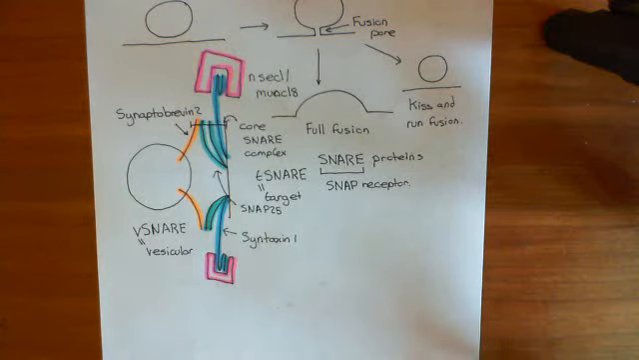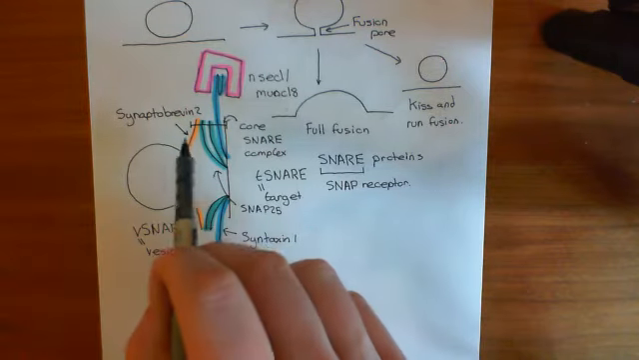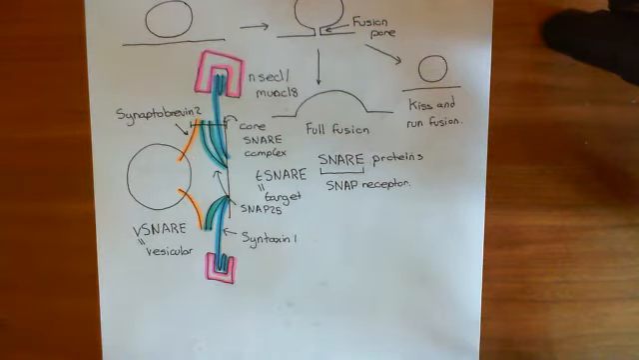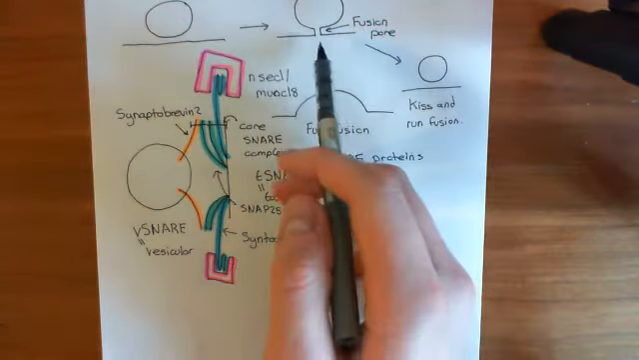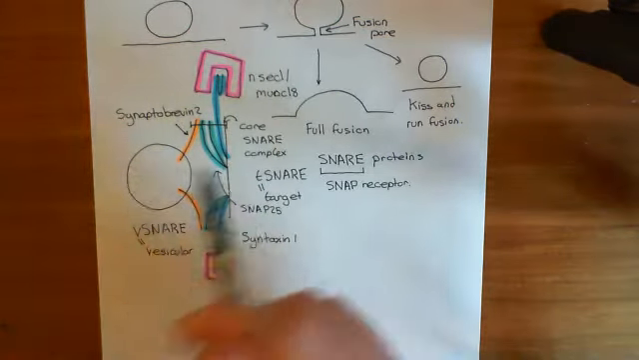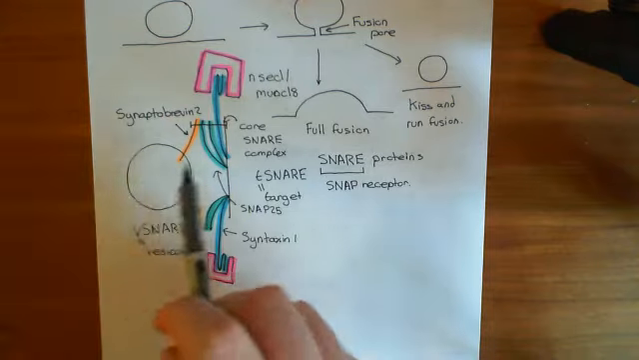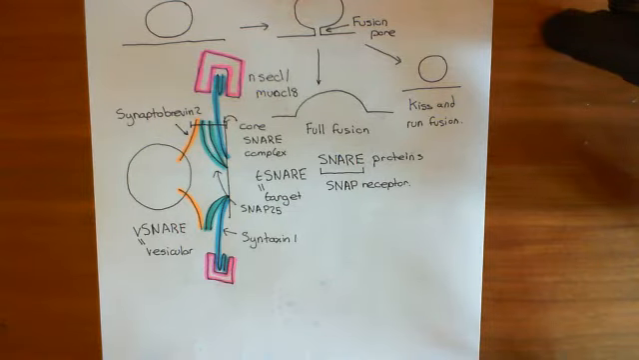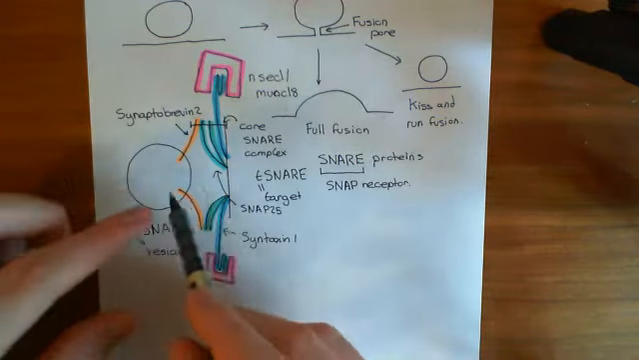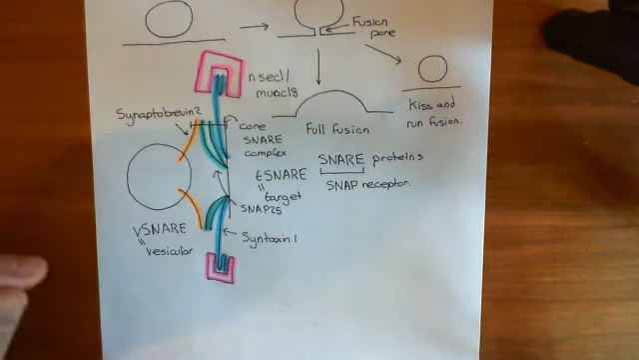Okay, so welcome back to the second video on the fusion pore. Right, so we have seen how we have these core SNARE complexes which are docking the synaptic vesicle at the presynaptic membrane. Now, when the fusion pore forms, i.e. when the cell receives a signal, an action potential in the axon terminal, then this fusion pore is going to form.